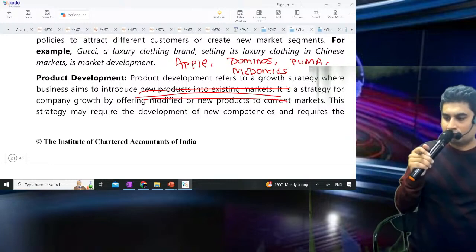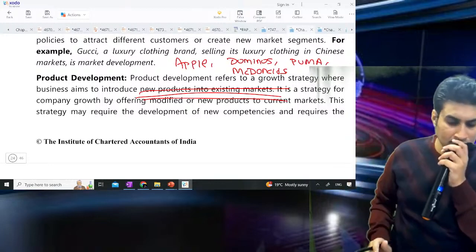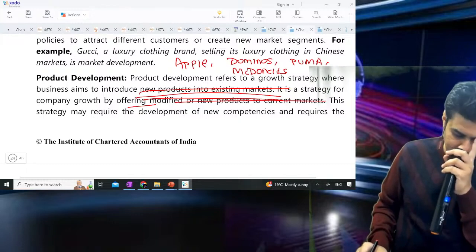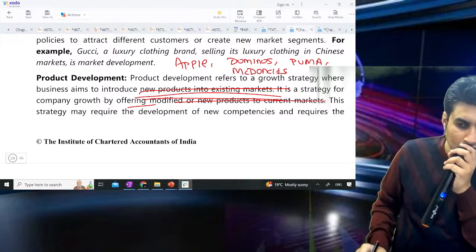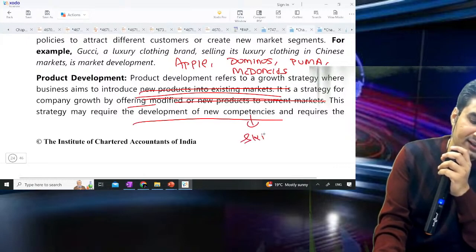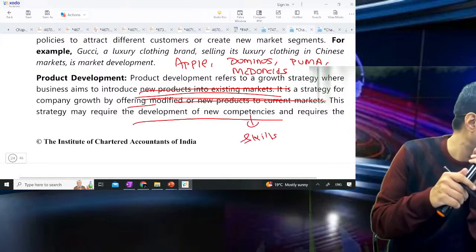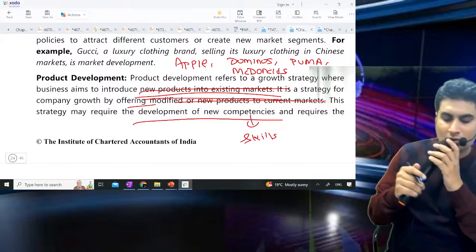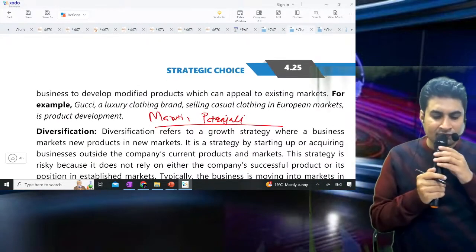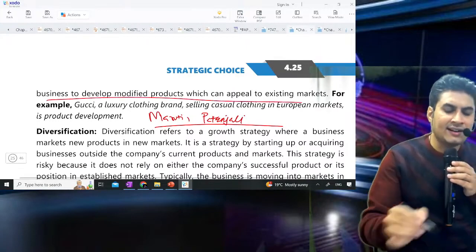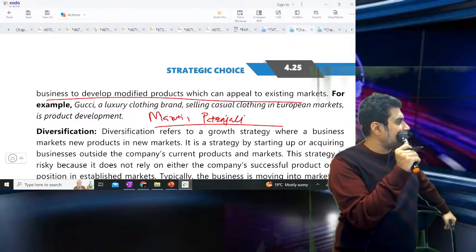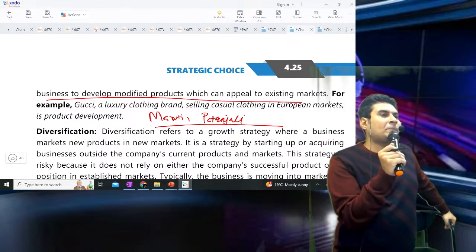Continue. It is a strategy for company growth by offering modified or new products to the current market. Wonderful. This strategy may require the development of new competency. Underline. What is competency? Skill. You need skillful people, only then this can happen. Otherwise it cannot happen. Very good. Continue. And it requires the business to develop modified products which can appeal to existing markets. Underline: modified product which can appeal to which market? Existing markets. Okay, write there Maruti, Patanjali.